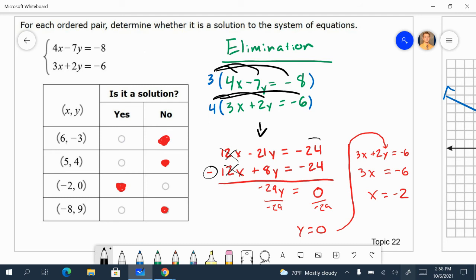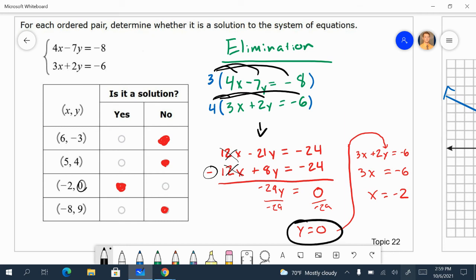If I subtract these two, they don't go away. So why did I make, oh yeah, they do go away. I'm sorry, they do go away because it's negative 24 minus negative 24. That's the same thing as negative 24 plus 24. So I get 0. And I divided by negative 29 on both sides, and I got y equals 0.